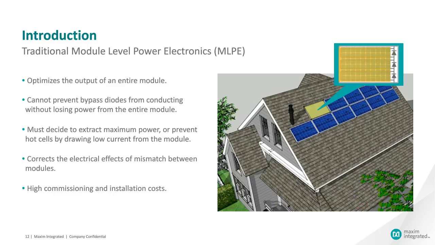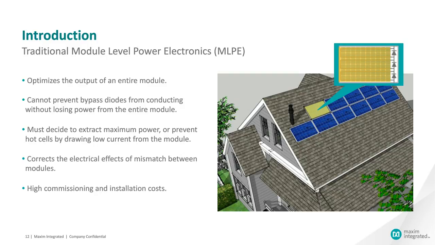The industry solution for these problems up until now has been module-level power electronics. So adding a DC to DC converter or a microinverter to optimize the output of a module and prevent the knock-on effects from mismatch within the system. So this is module-to-module mismatch correction.